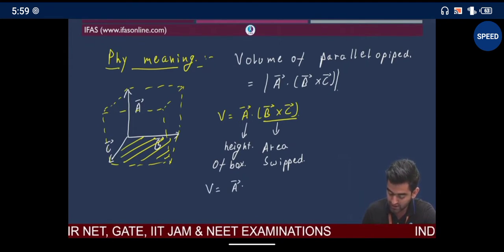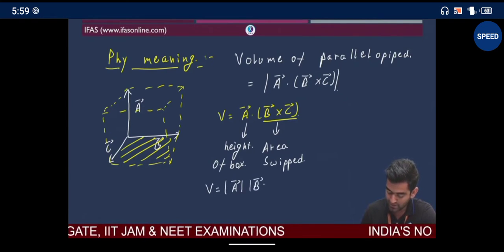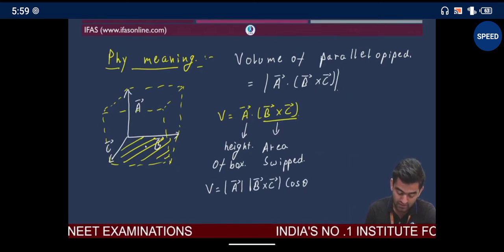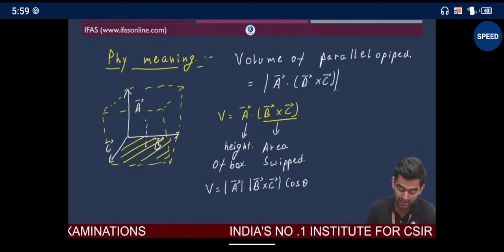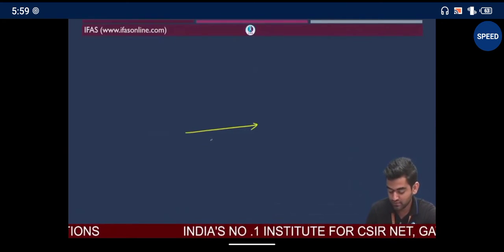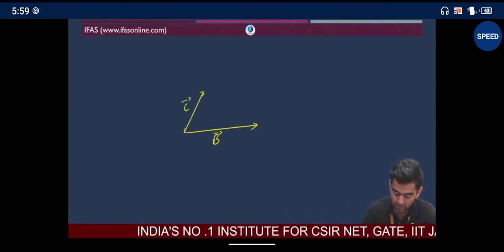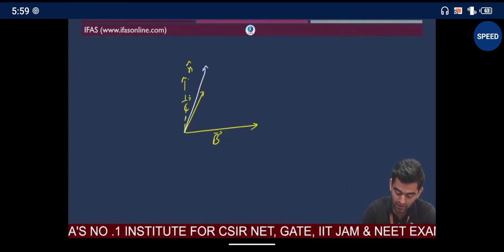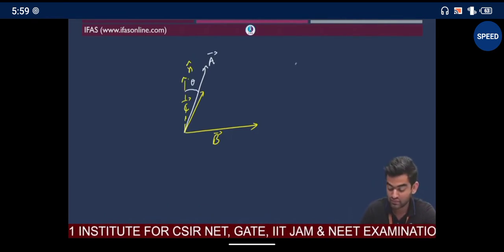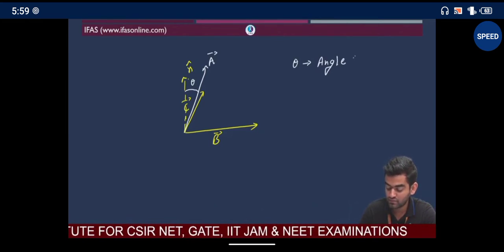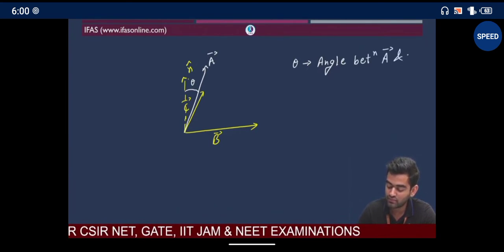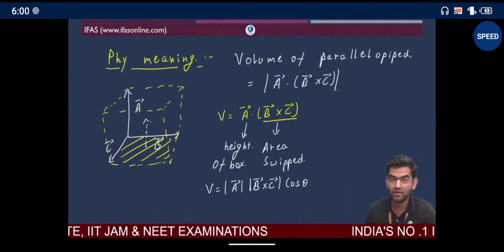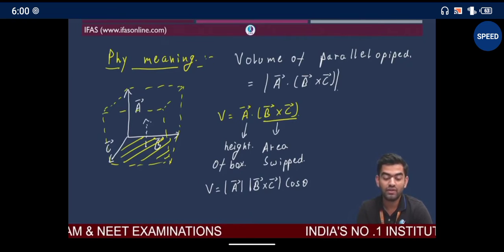I can also write it in this manner: magnitude of A vector, magnitude of B vector cross C vector, into cos theta. Now this cos theta is the angle between the normal of B cross C and A. Let me draw this diagram. This is B and this is C, and here goes the normal. If A is directed in this direction, theta is the angle between the A vector and N cap. That's how the triple product has been defined.